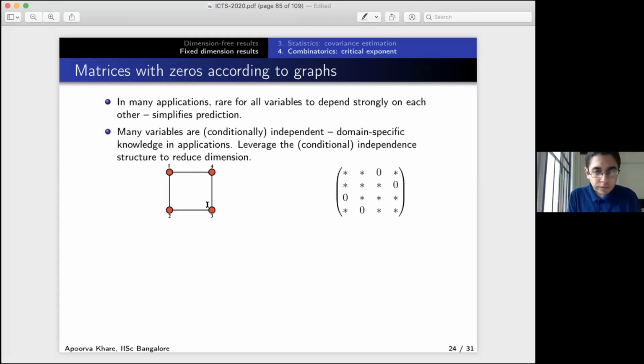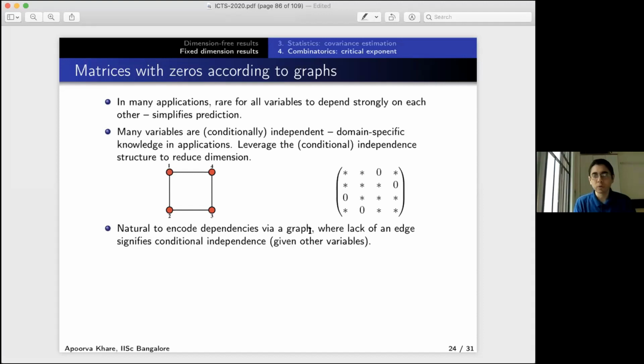And now look, vertices 1 and 3 are not joined by an edge, so I put a 0. I constrain that entry to be 0. Similarly, (3,1) is 0, and 2 and 4, 4 and 2. So this is how you encode dependencies in your model by a graph. Or, given a graph, you talk about matrices with 0 patterns according to that graph.